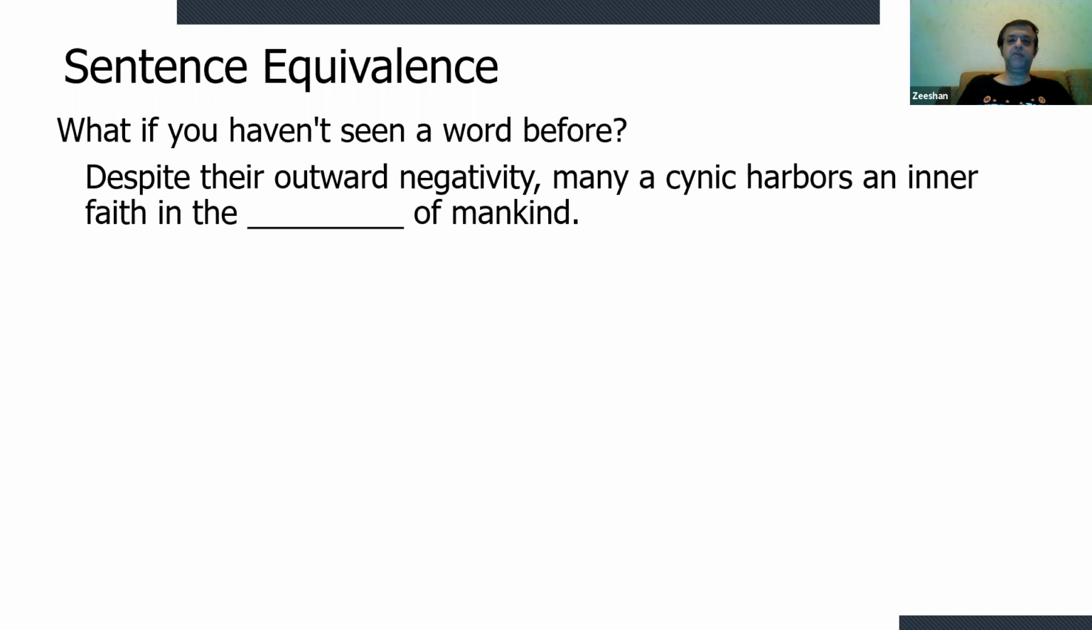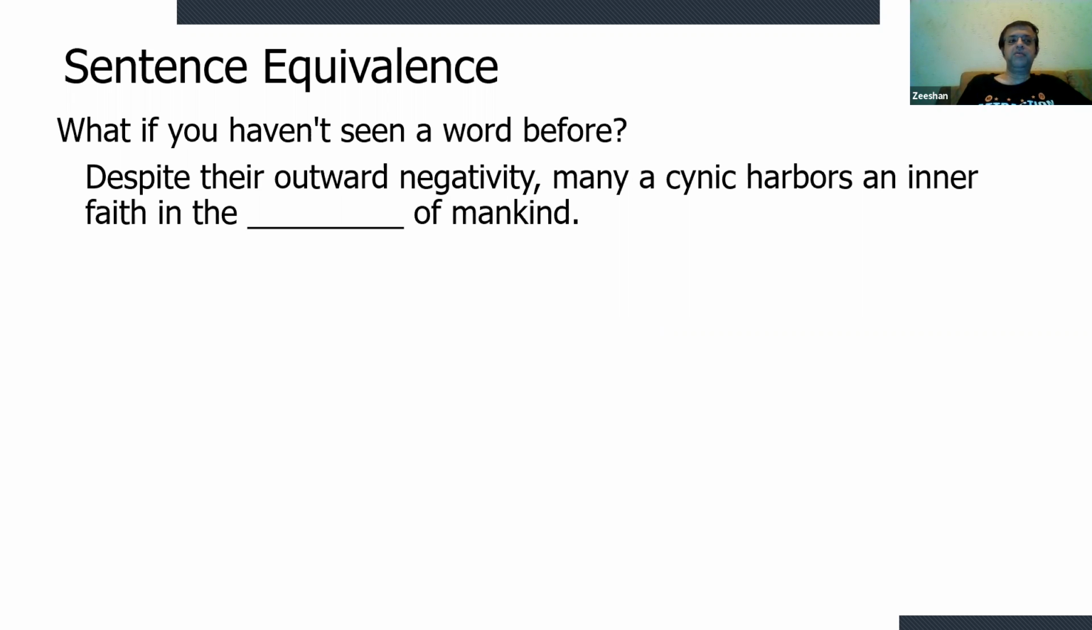Despite their outward negativity, many a cynic harbors an inner faith in the dash of mankind. Now, here the trigger word is despite. So this shows that although people have, on the surface, negativity towards mankind, even the cynics have an inner faith in the dash of mankind. So it's quite obvious that there's going to be a positive word here. So what kind of word can go in this blank?